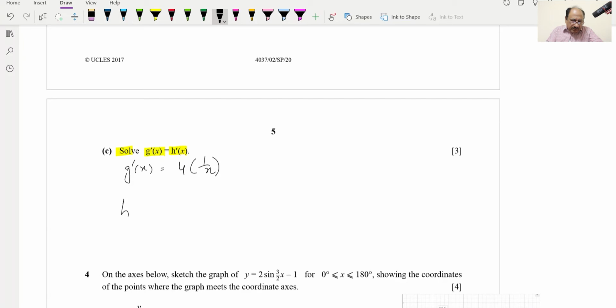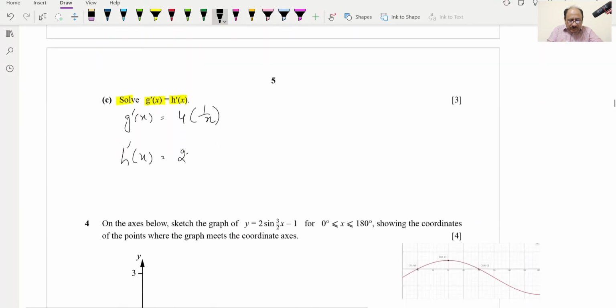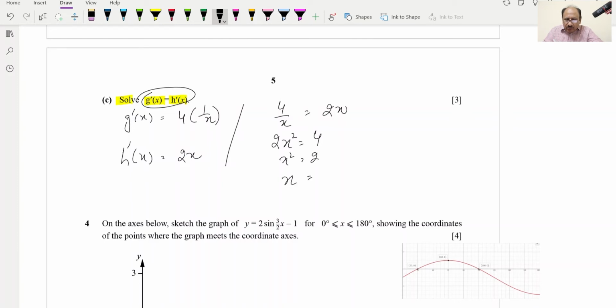Now we can find h dash of x. h of x is equal to x squared plus 4. So it will be 2x, and the derivative of 4 is 0. So now we can apply this equation, and by the condition of the question we can write 4 over x is equal to 2x. So this implies 2x squared is equal to 4. So x squared is equal to 2. So x will be equal to plus root 2. We are ignoring the negative value because by the condition of the main question, x is greater than 0. So this is also a 3 marks part which we are done with.